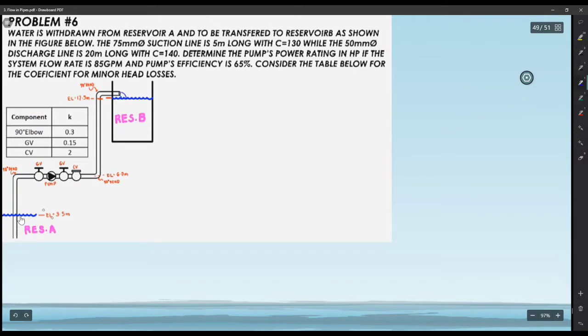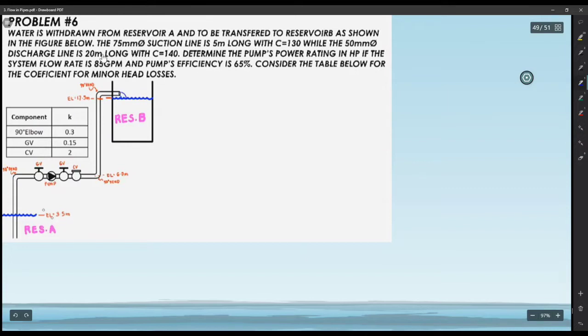So at point A daw, dito sa reservoir A, meron ka ditong suction line. When we say suction line, ito yung humihigop ng tubig from the reservoir papunta dun sa pump. And then yung discharge line natin is from the pump papunta naman dun sa reservoir B o dun sa point kung saan natin i-discharge yung fluid. Okay? So with the aid of the pump, from a lower elevation, nadala niya yung tubig papunta dito sa higher elevation. Okay? So given naman dyan yung elevation.